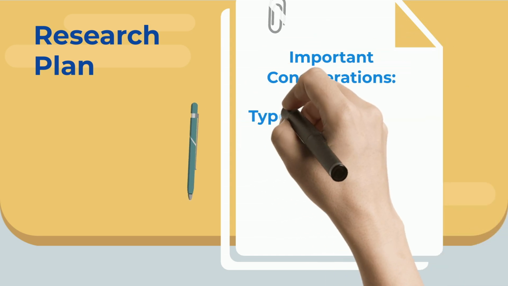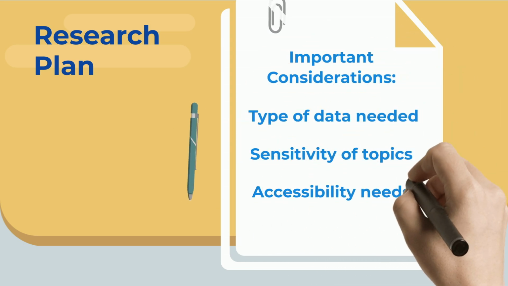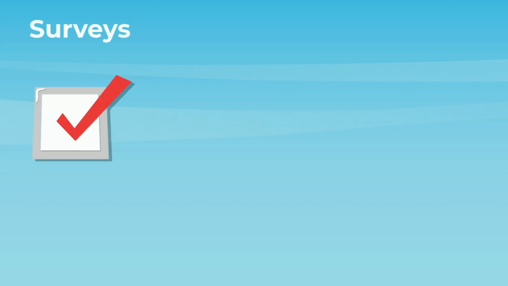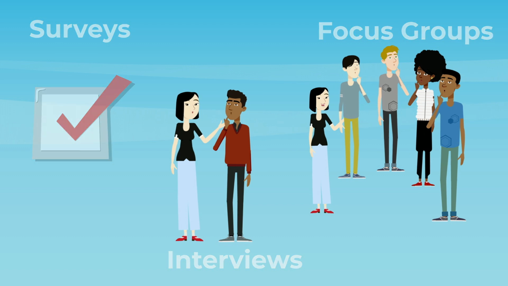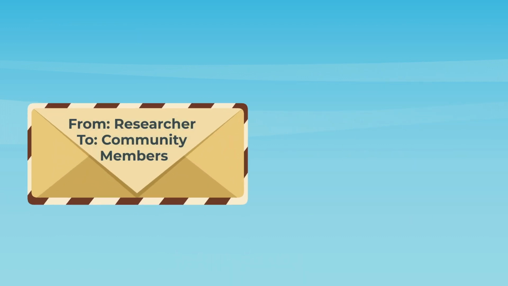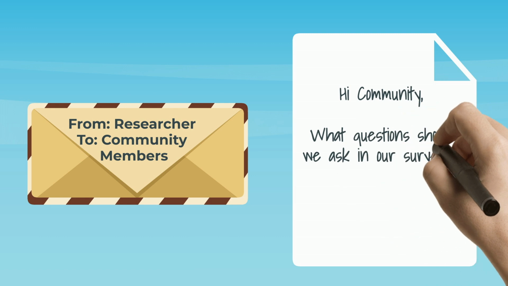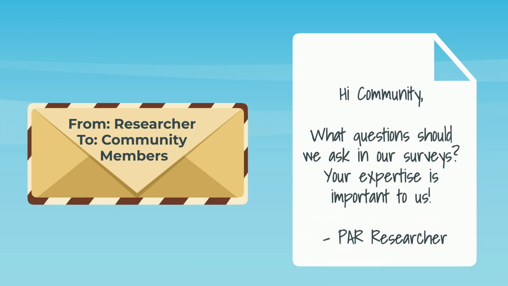Select research methods that are appropriate and acceptable to the community. Research teams should consider the type of data needed, the sensitivity of the topics discussed, and the accessibility needs and preferences of the potential participants when deciding whether surveys, interviews, and/or focus groups are best for a project. When designing your data collection tools, involve victims, community members, and interest holders in drafting questions that are specific to their experiences and in a familiar language.